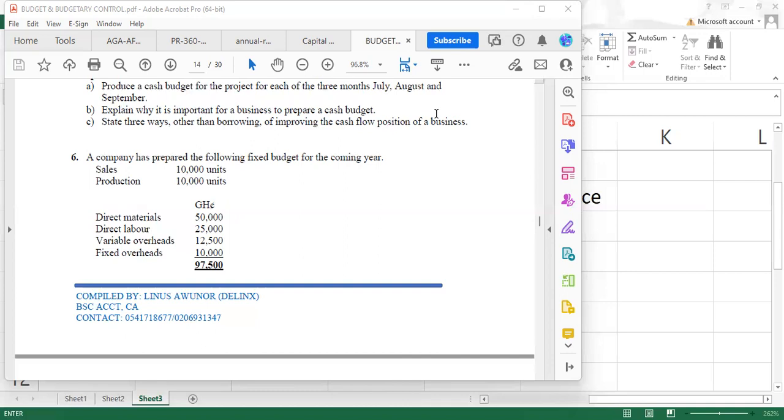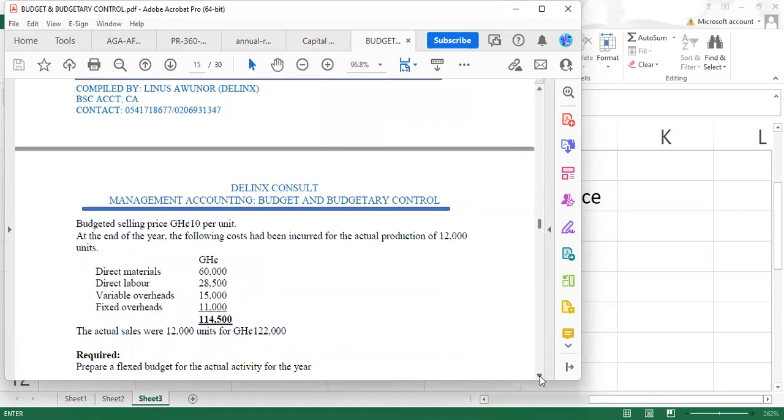A company has prepared the following 6 budgets for the coming year. Sales 10,000 units, production 10,000 units, direct material 50,000, direct labor 25,000, clearance 12,500, fixed overhead 10,000, total 97,500. Budgeted selling price is set to this selling. At the end of the year, the following costs have been incurred for the actual production of 12,000.